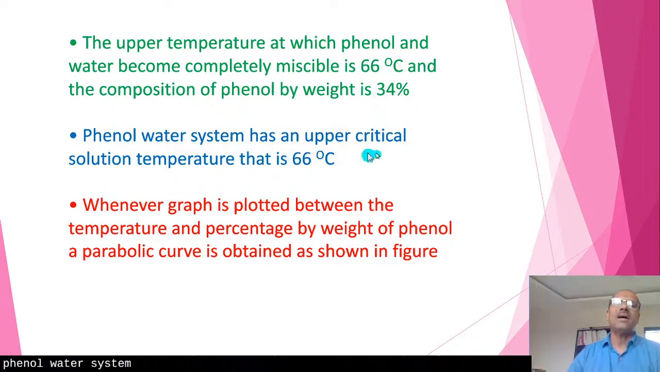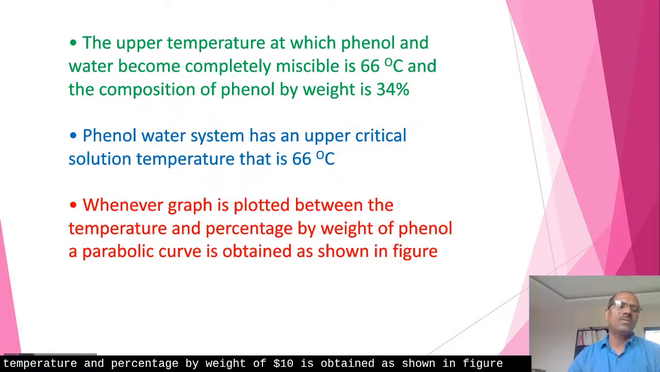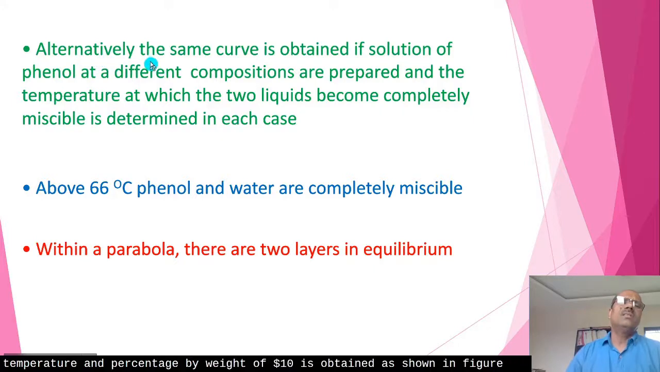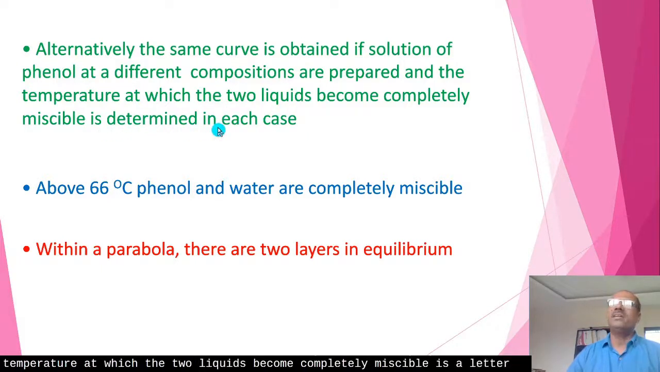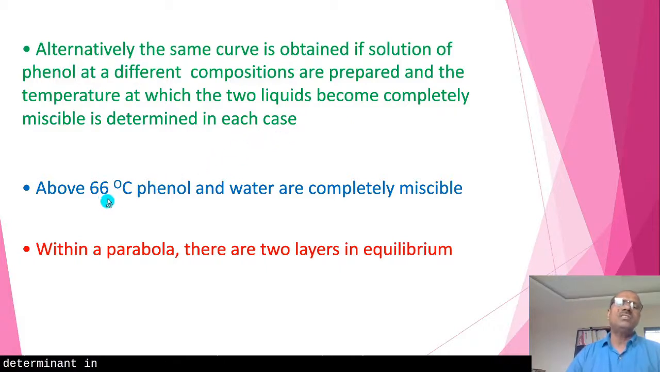The phenol water system has an upper critical solution temperature of 66 degrees Celsius. Whenever a graph is plotted between the temperature and percentage by weight of phenol, a parabolic curve is obtained, as shown in the figure. Alternatively, the same curve is obtained if solutions of phenol at different compositions are prepared and the temperature at which the two liquids become completely miscible is determined in each case. Above 66 degrees Celsius, phenol and water are completely miscible.